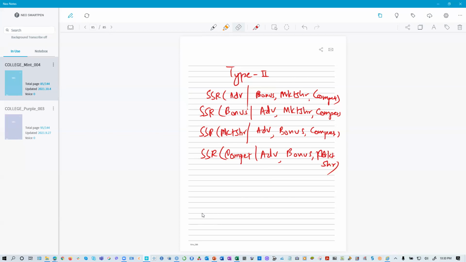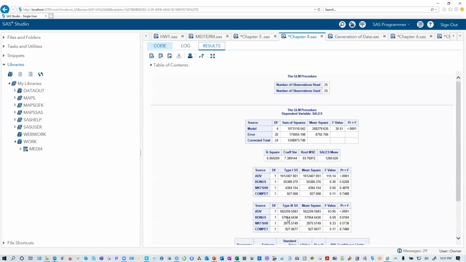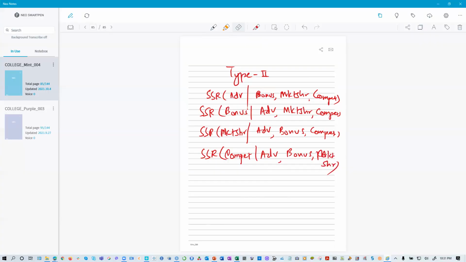That's what you see here. Those four you see here. You can explain one at a time. You add, see what's going to happen, then keep adding, and then you say, okay, you already have these three. Let's add the advertisement and you're going to start from here. The advertisement, market share, competition, and say bonus added. What's going to happen?